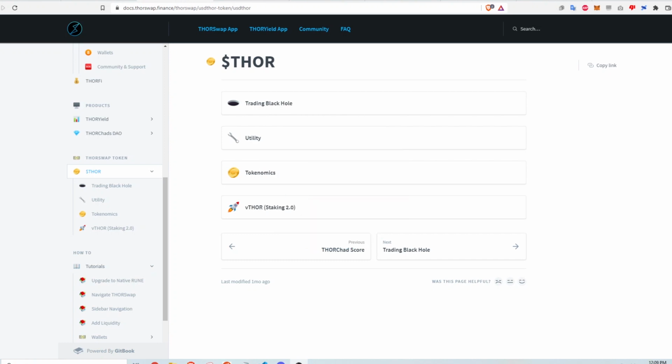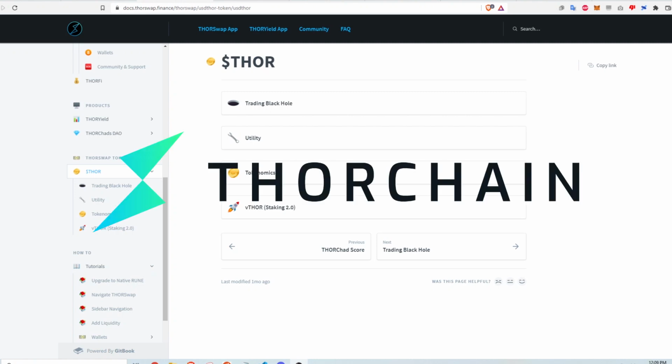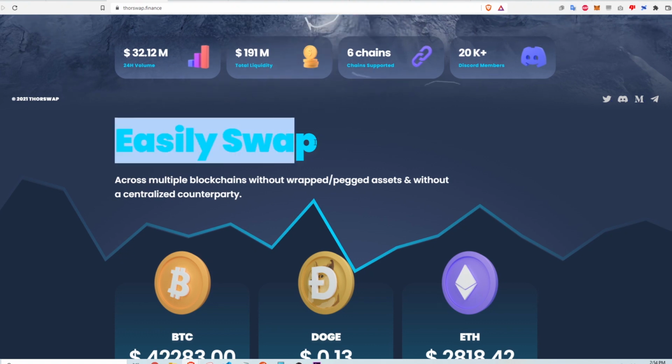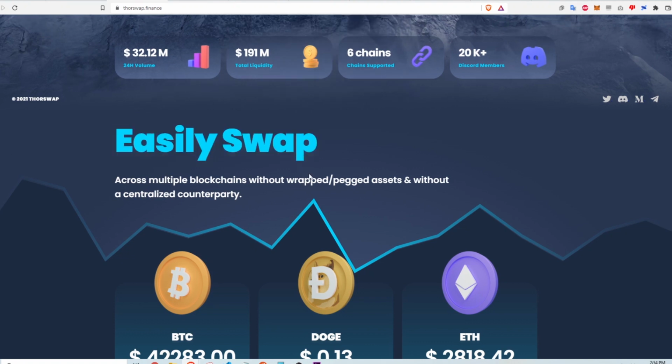If you're unfamiliar with THORChain and THORswap, a super brief summary is that THORChain is a blockchain and protocol that aims to allow users to swap between native currencies on different blockchains. And THORswap is the user interface and decentralized exchange platform that is used to do that. So with THORswap running on THORChain, users can swap between native Bitcoin and native Ethereum without a centralized exchange.